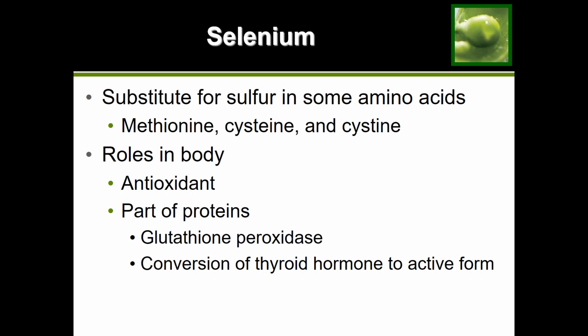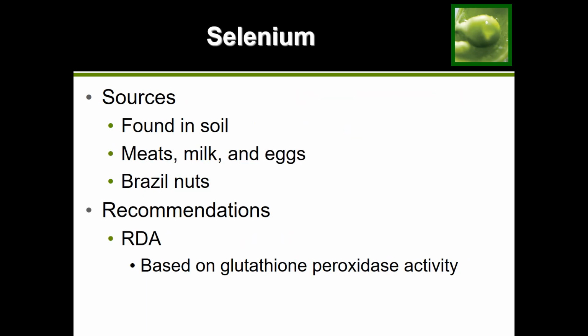Another role for selenium is substituting for sulfur. So we said that sulfur can be used to make disulfide bridges in different proteins. If sulfur is not available to make those disulfide bridges, we can also make them using selenium. Now I just want to mention one source for selenium because it is such a great source that is often overlooked, and that is Brazil nuts. Brazil nuts have so much selenium that if you just eat 1 or 2 a day, you already have met your recommendation.